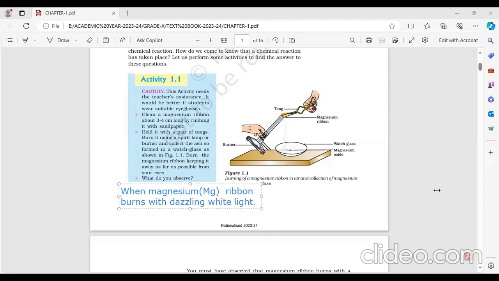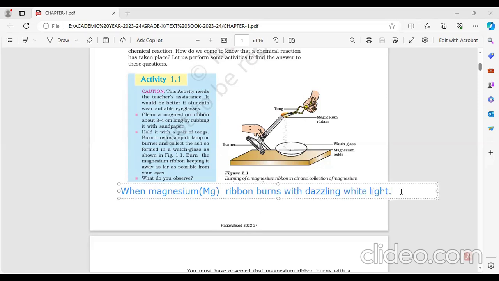And also after that, the magnesium ribbon, the metal, converts into a white powder, and that white powder is called magnesium oxide. I'll write the formula: M capital, g and O capital, MgO. This is magnesium oxide. So these are the observations.